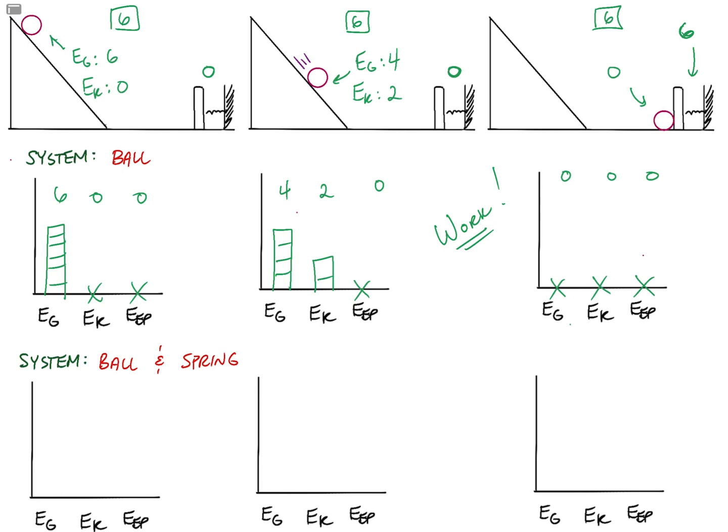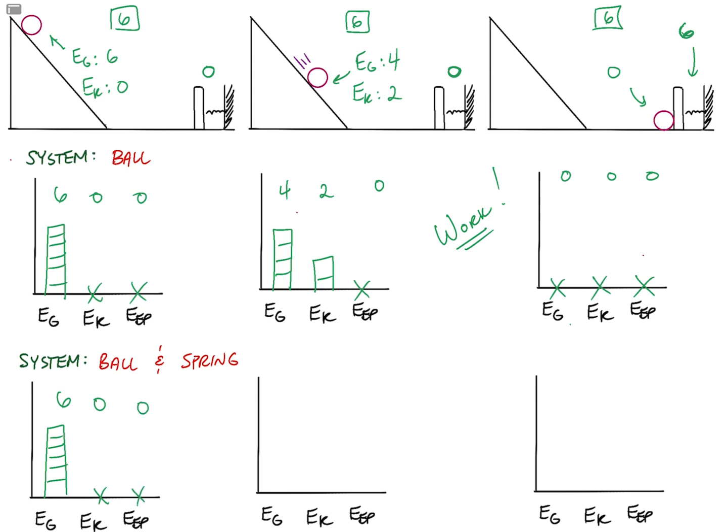Now we can go ahead and use the same numbers up top to analyze a different system. In this case, for the second scenario, the ball and the spring. So now I'm going to look at the ball first because that's the first thing in our system. I see it has 6 blocks of EG. It's not moving, so it has 0 blocks of EK. Now the second item in my system is the spring. So I'm going to look up top and see that in the first diagram it has 0 blocks. So I start with 6.